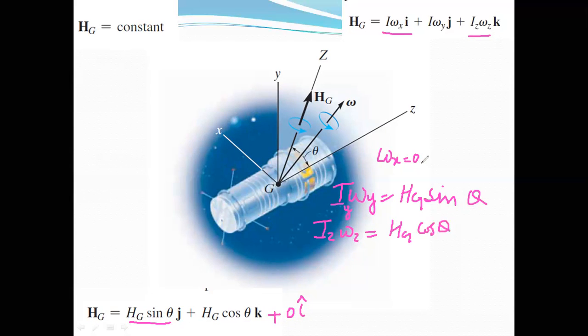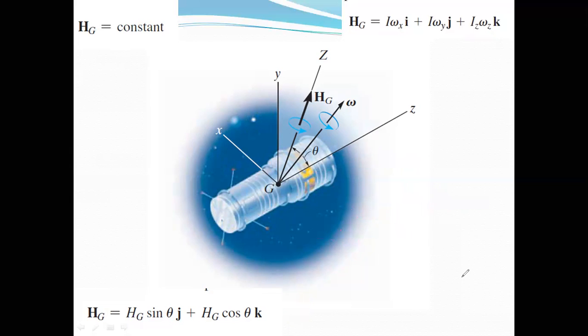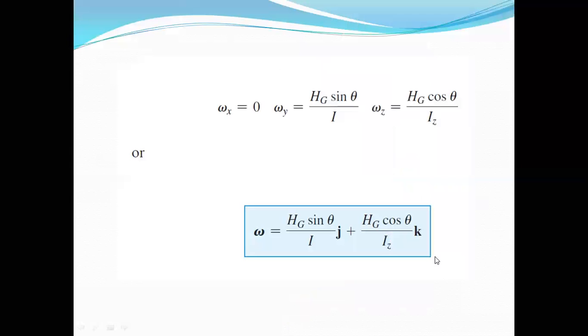So from these equations, omega x is equal to 0. There is no component of angular velocity along the x-axis. As far as omega y is concerned, that is Hg sine theta divided by Iy. As far as omega z is concerned, that is Hg cos theta divided by Iz. These are the equations that we obtain: omega x is equal to 0, omega y is equal to Hg sine theta divided by Iy, and omega z is Hg cos theta divided by Iz.